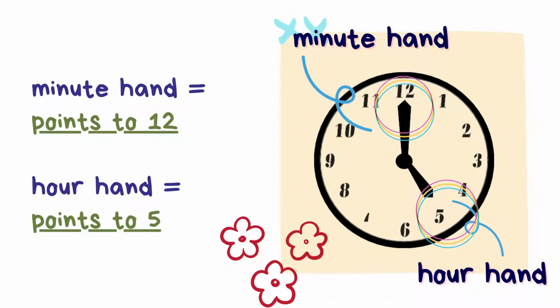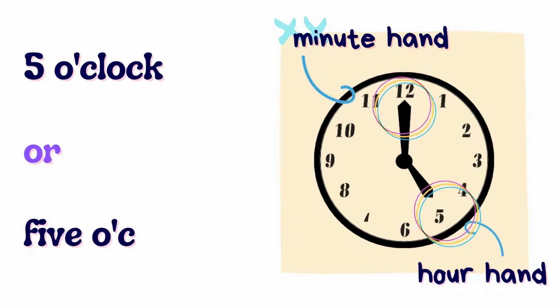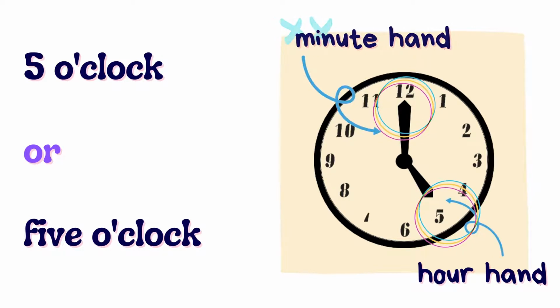Now, let's look at this clock face. We have here the minute hand pointing sharply to number 12. And we have here the hour hand pointing sharply to number 5. Minute hand points to number 12 and hour hand points to number 5. So, can you tell what time is on this clock face? Alright, this clock face is showing the time of 5 o'clock.